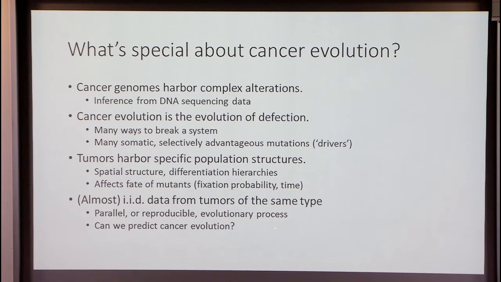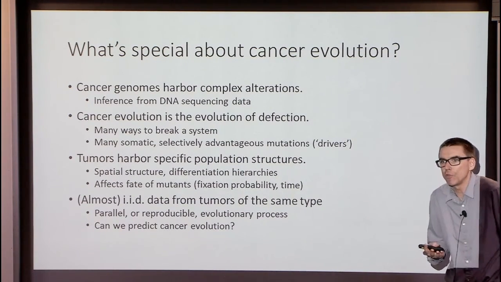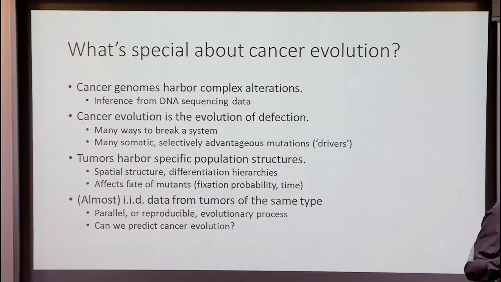And finally, and this points to what I will be talking about tomorrow morning, one special aspect of this evolutionary process is that if you collect data from different tumors of the same type, as we are doing at a large scale, then you have IID data from these tumors. So there is an evolutionary process that is repeated independently in different individuals. Of course, not exactly the same, but it's a fairly similar process.